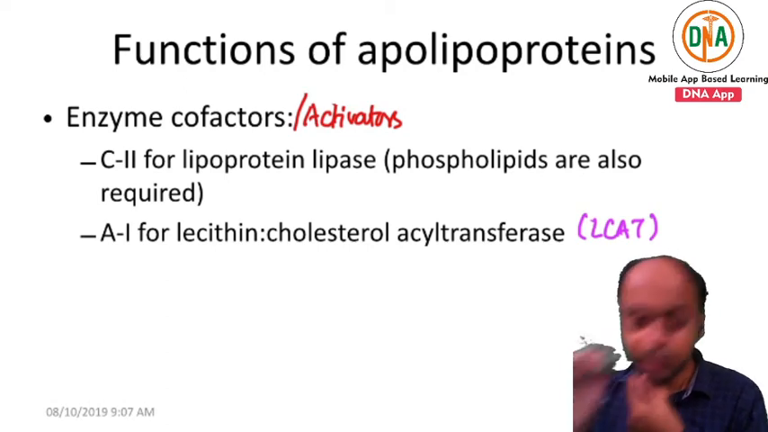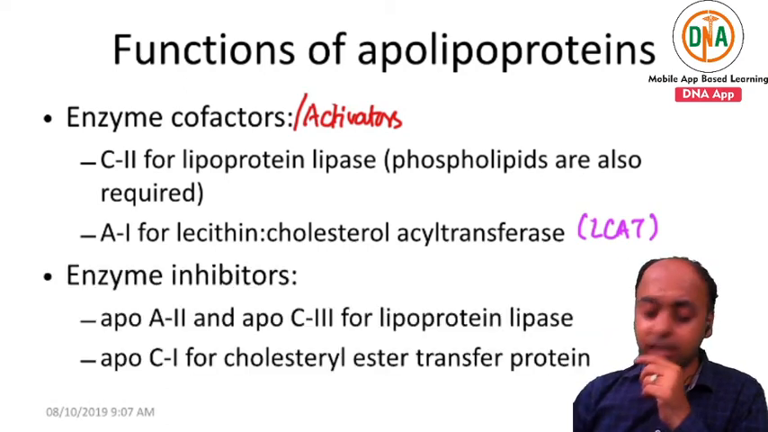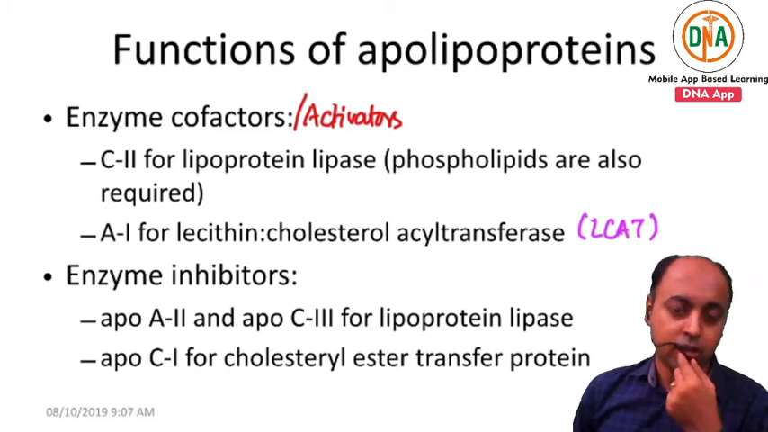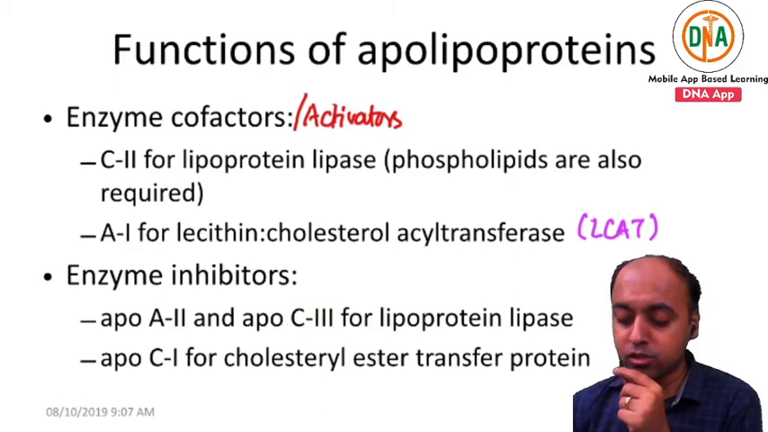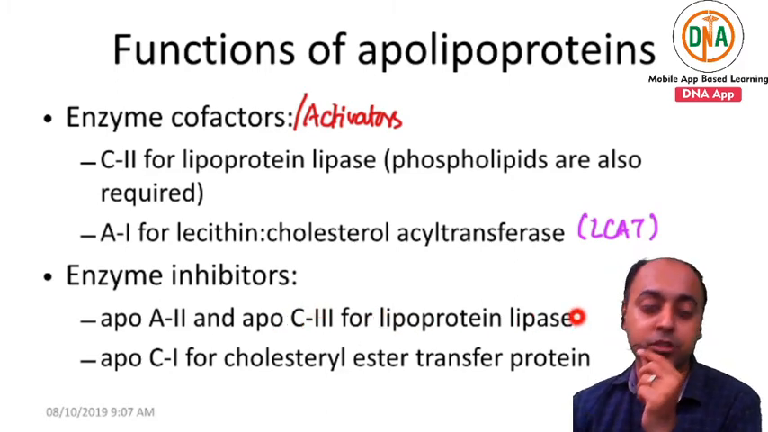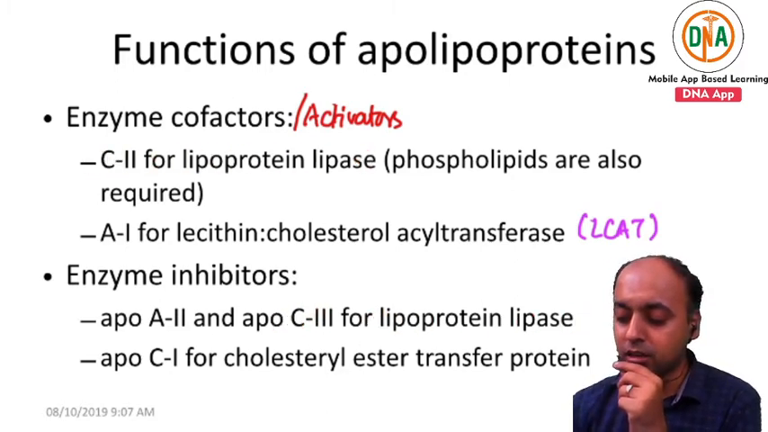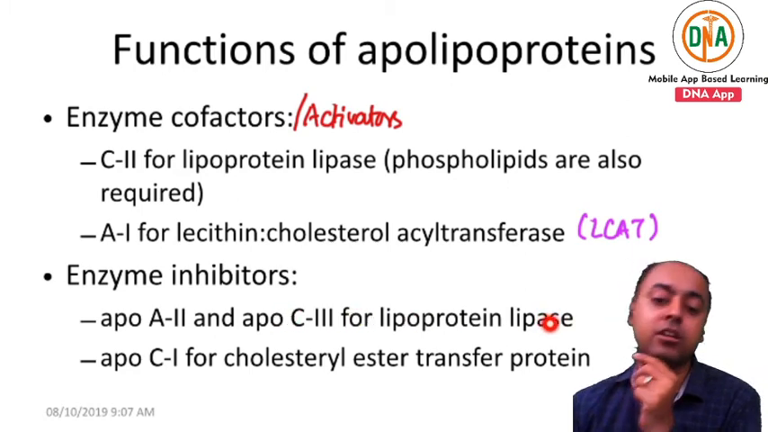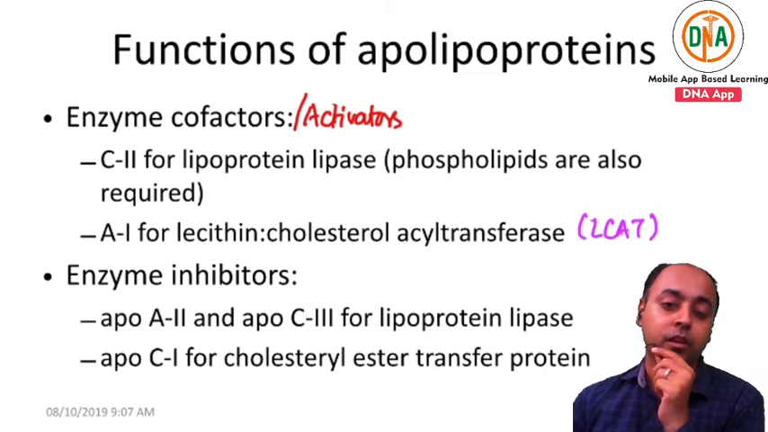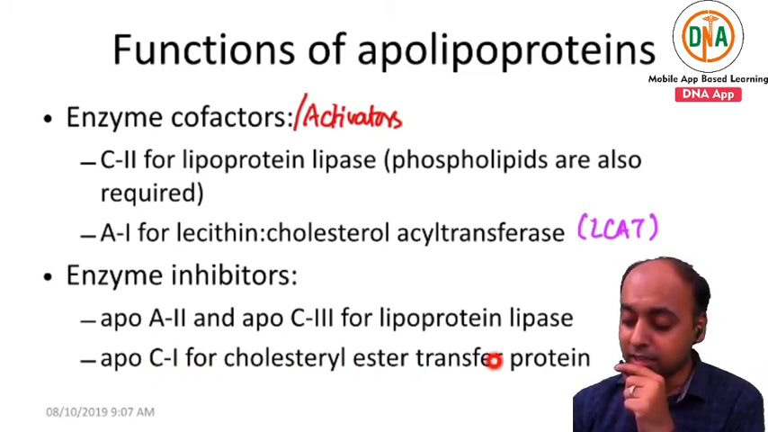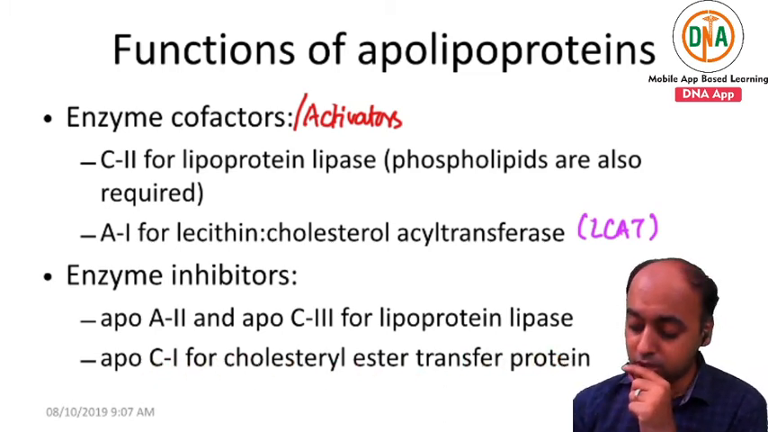Then, besides being activators, the apolipoproteins can also act as inhibitors. ApoA2 and ApoC3 are inhibitors for lipoprotein lipase. Please note, ApoC2 is an activator and C3 is an inhibitor for lipoprotein lipase, in addition to ApoA2. ApoC1, on the other hand, is an inhibitor for cholesterol ester transfer protein.